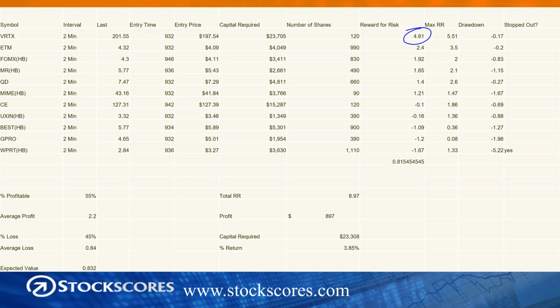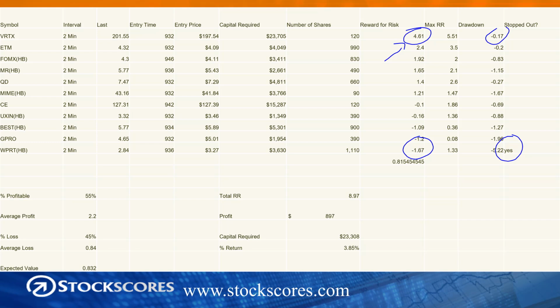Perhaps there was an opportunity to get out of some of these better, but I just took it real simple and calculated the reward for risk at the close. So essentially what that means when you see a 4.6 is that that trade made 4.6 times risk. So if you risked $100, then you made $461. You can also see the drawdowns and then whether that trade was stopped out. So you can see here on WPRT, it was stopped out at a -1.67 using the methodology that I discussed last week. WPRT actually went down 4.67, but it was stopped out before it got to that loss.